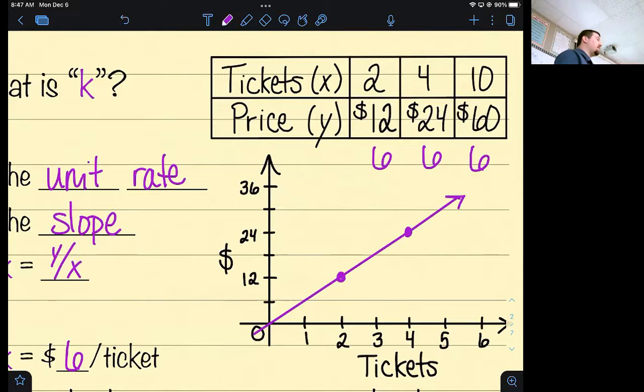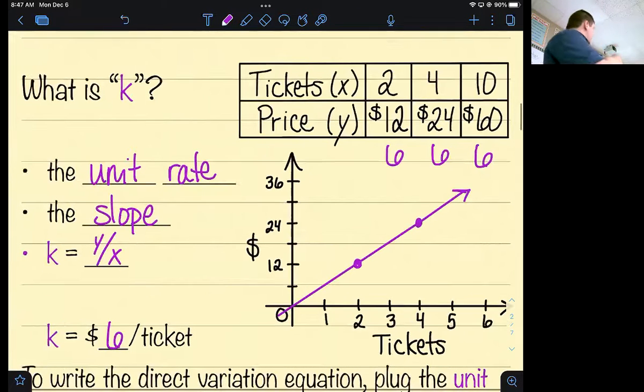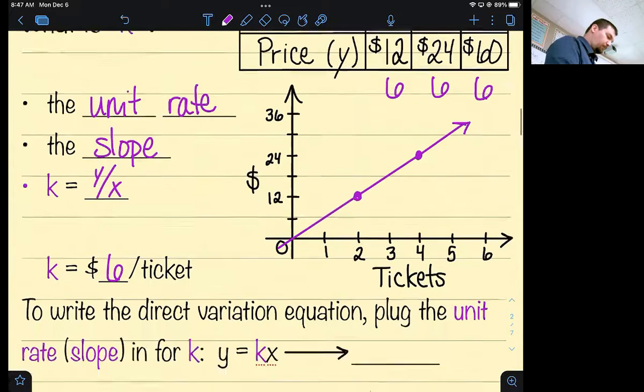(0, 0). Yeah. So if I'm looking at a graph, if it's proportional, it should always go through the origin. If I'm not looking at the graph, or even if I am, if it's proportional, I should get the same value every single time when I do y divided by x. And that same constant value is my constant of proportionality, which is the k value, which is your slope, which is your unit rate.